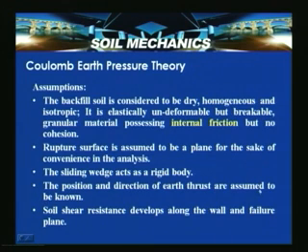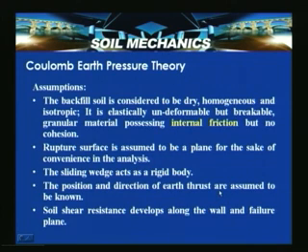The position and direction of earth thrust are assumed to be known. Generally, in a given failure wedge, the weight of the wedge acts at the centroid, and if a line is passed through the centroid along the failure surface, wherever it touches the wall surface, or a vertical face if the wall is vertical, that is where it is assumed that the active thrust or passive thrust is acting. That means the position and direction of the earth thrust are assumed to be known in this theory.